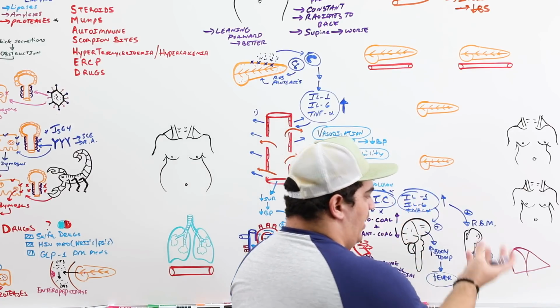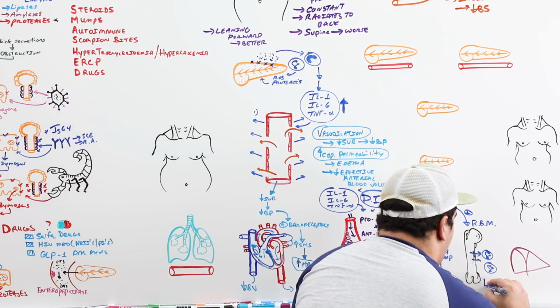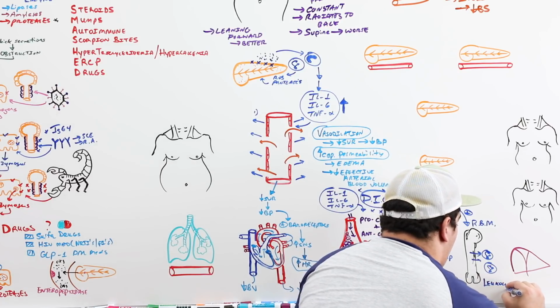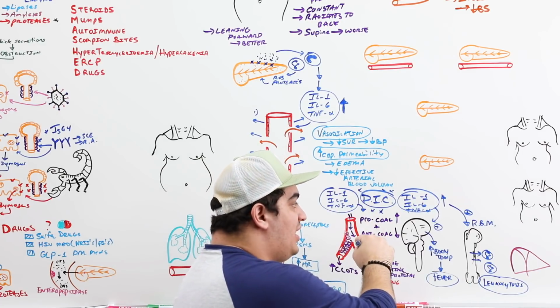And what is this called when you increase the amount of white blood cells? Leukocytosis. So we have fever, leukocytosis, hypotension, tachycardia, potential for DIC.